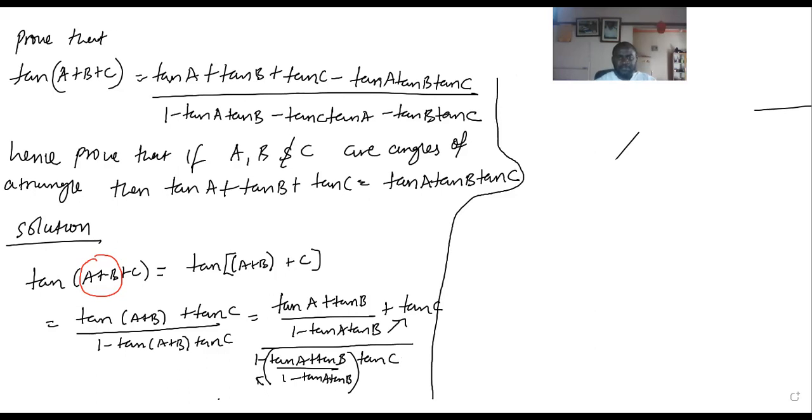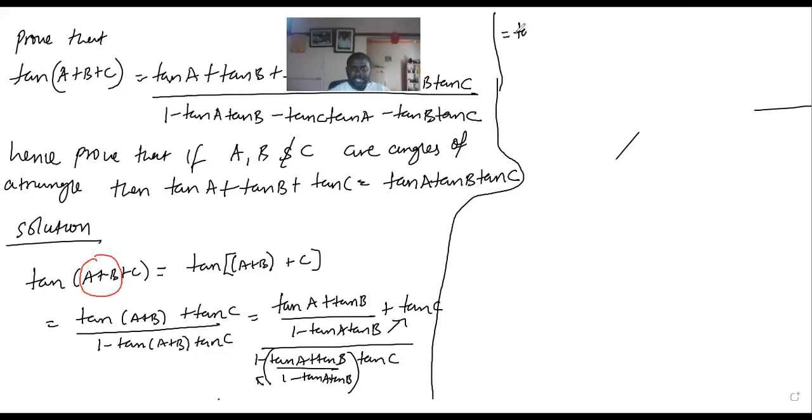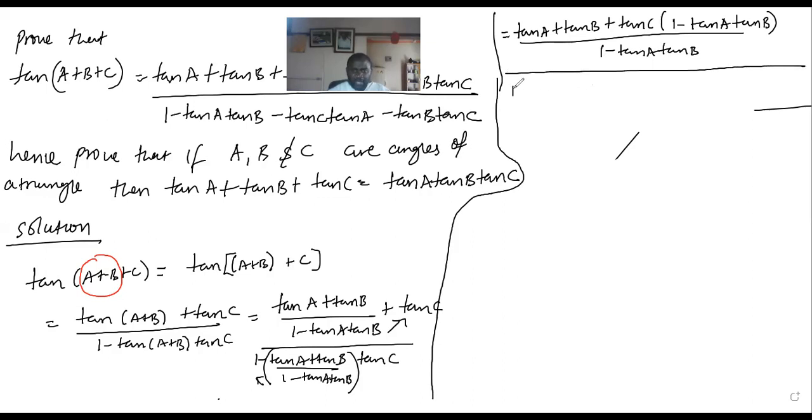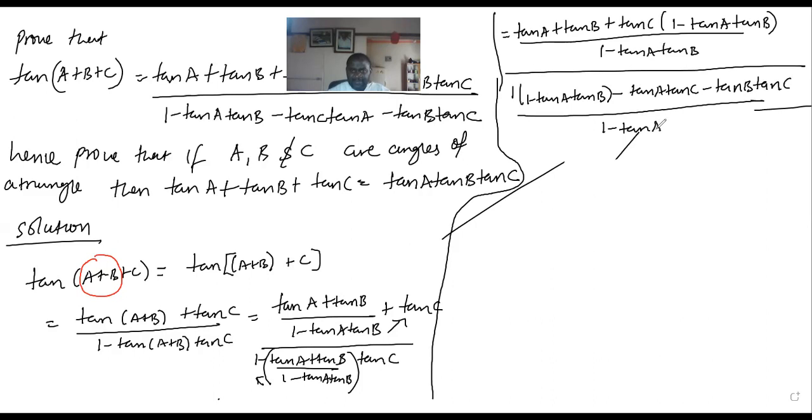When you do that, what is going to happen? You will have tan A plus tan B plus tan C. Bring down the denominator, up the denominator in the numerator, 1 minus tan A tan B, all is over now a new denominator in the numerator, which is 1 minus tan A tan B, all is over the denominator, 1 in 2 brackets, 1 minus tan A tan B, minus, there is a minus tan A times tan C, minus tan B tan C, all is under 1 minus tan A tan B.